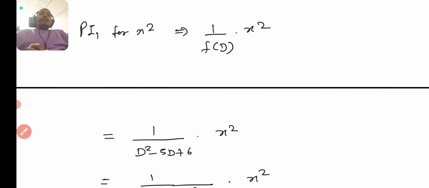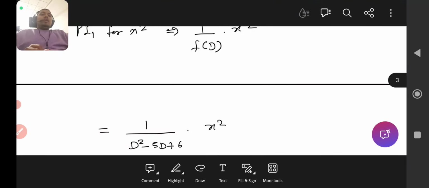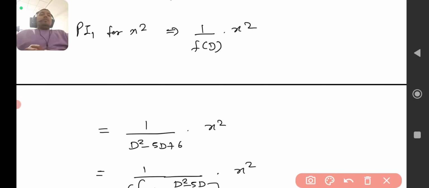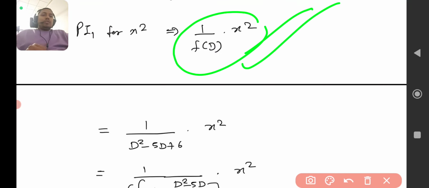Now PI1 for x square, let's see how. Always remember, whenever you are finding out PI, what will you do? You will first write the operator part. This part is not for GATE exam. You can skip this part. You can directly land here if you have good practice. But in university exams, you have to write this step, then you have to land to the next step.